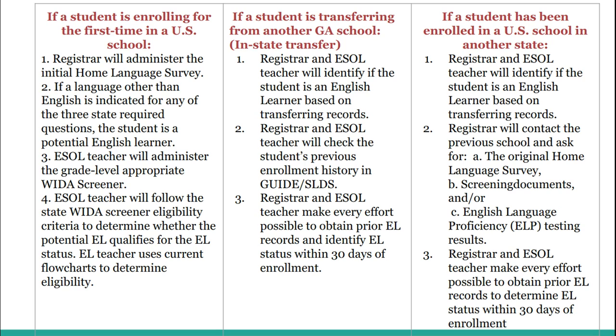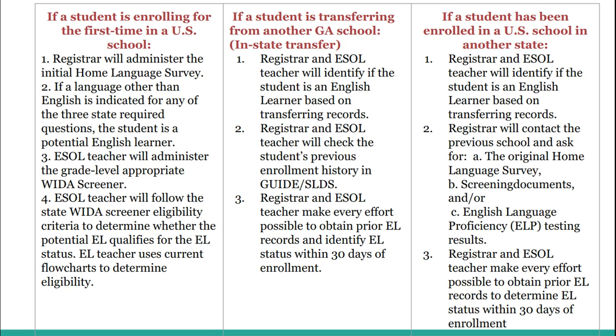In the middle column, you see if a student is transferring from another Georgia school, an in-state transfer. Number 1, the registrar and ESOL teacher will identify the student as an English learner based on transferring records. 2, the registrar and ESOL teacher will check the student's previous enrollment in GUIDE and SLDS. And 3rd, the registrar and ESOL teacher make every effort possible to obtain prior EL records and identify EL status within 30 days of enrollment.